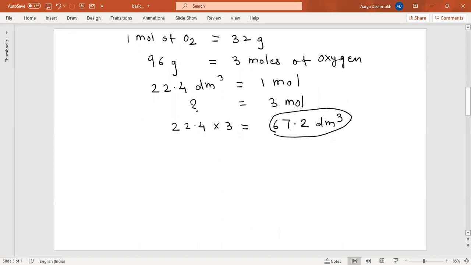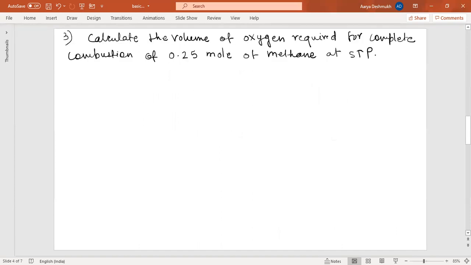Okay. Now the next is: calculate the volume of oxygen required for complete combustion of 0.25 mole of methane at STP. Now the problem itself suggests that this is a combustion reaction, combustion of what? Methane. So CH4 plus O2. Whenever it is a combustion, it should liberate carbon dioxide plus water, isn't it? Now try to balance the reaction here.